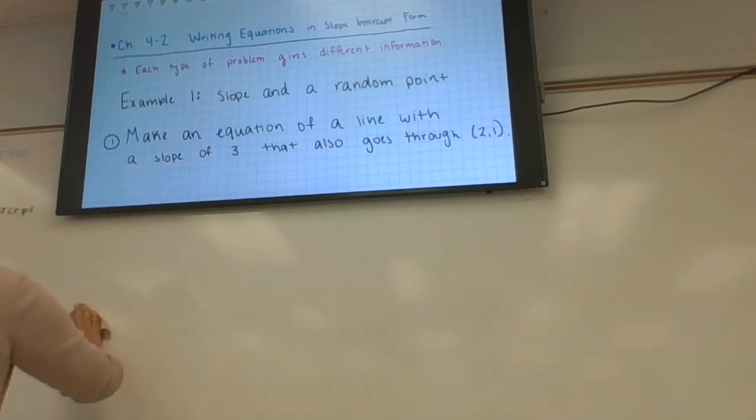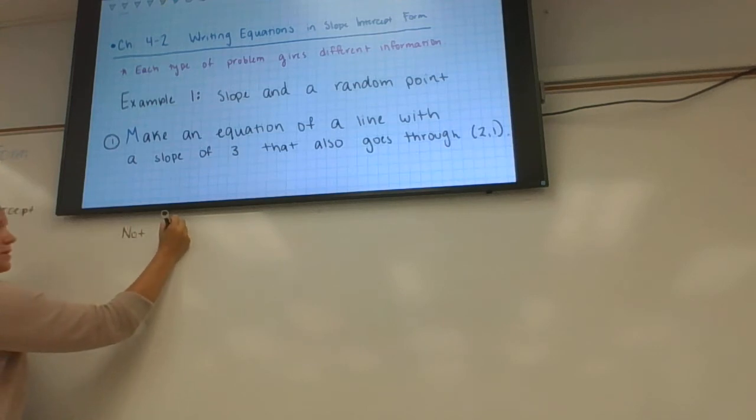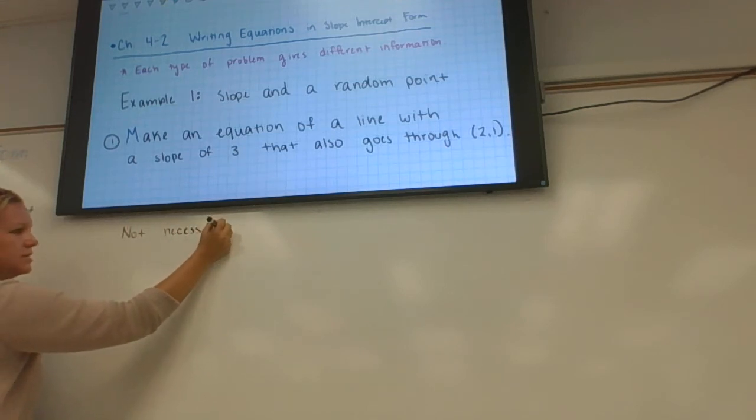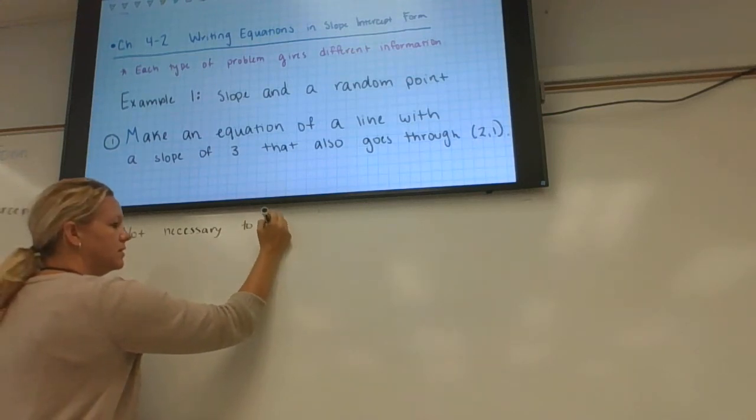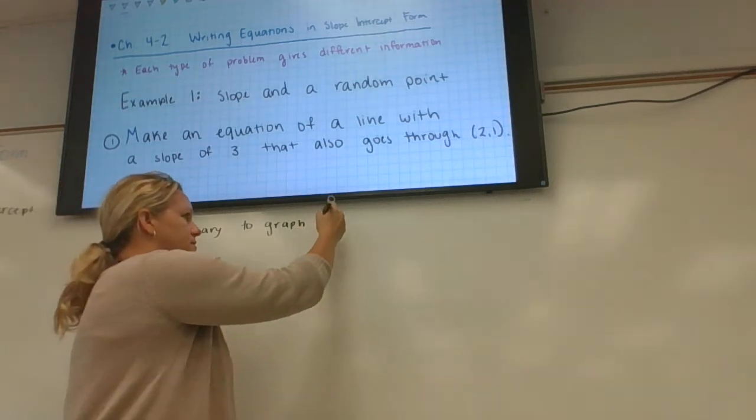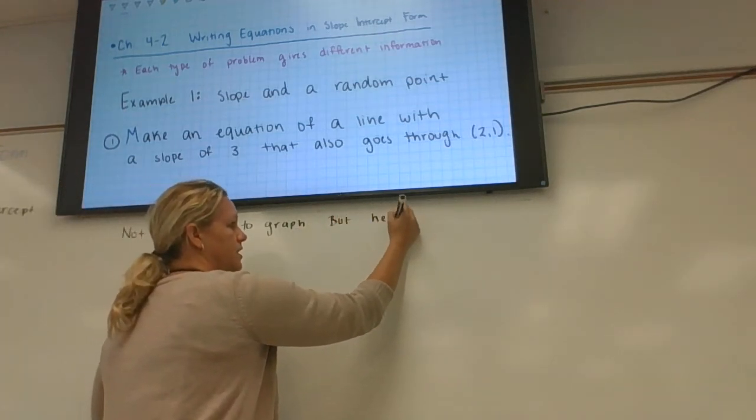So you have to just be really comfortable with what's required. Write the equation of a line with a slope of 3 that goes through 2, 1. We could draw a picture, we could graph it, and maybe that would be helpful. Maybe I'll start with that. Okay, it's not necessary to graph, but it'll be helpful this first time.